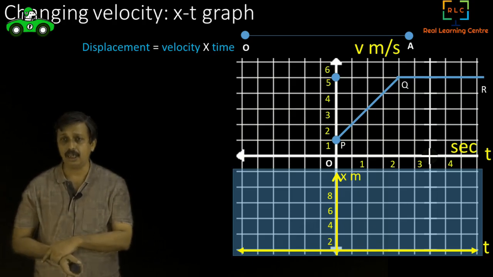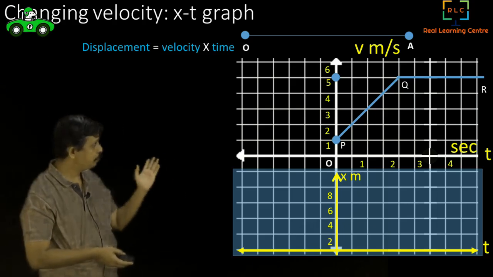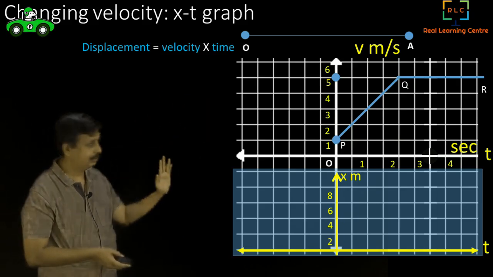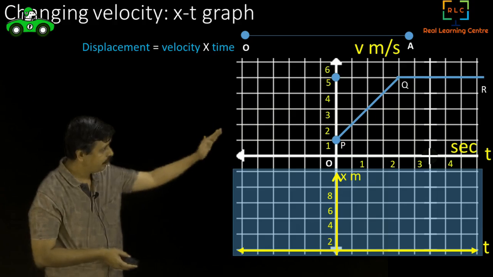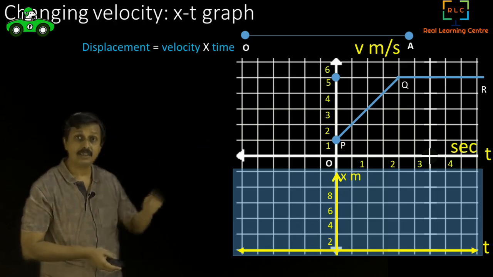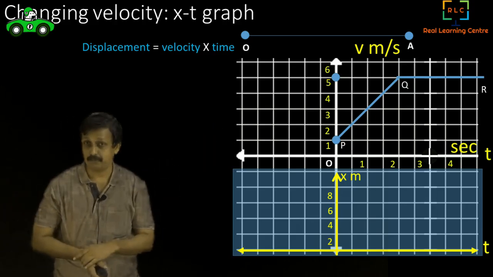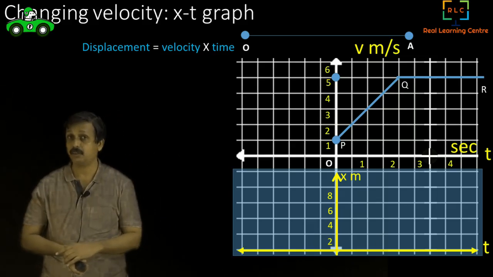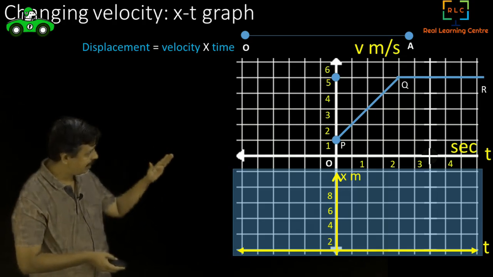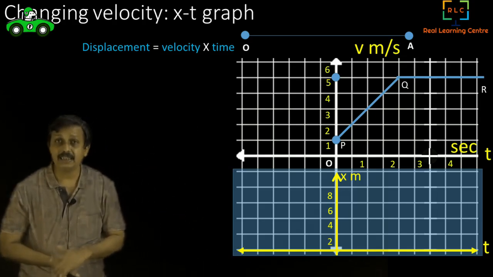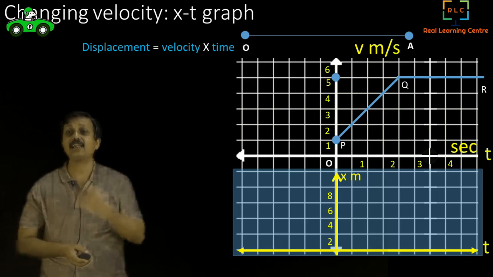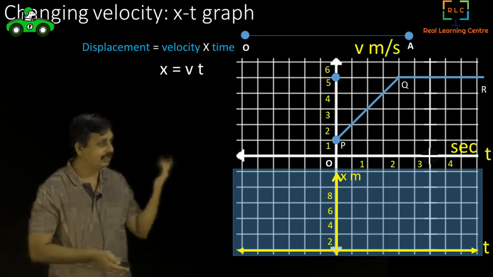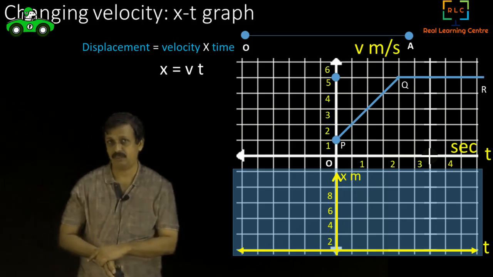That is the question, because the velocity while travelling from O to A is represented by the line PQ. During that time, velocity is different at different points in time. So which velocity are we going to take to calculate the displacement? Since it is varying linearly like this, let us take an average value of the velocity. If we want to do x is equal to v into t, we will take an average value of velocity.